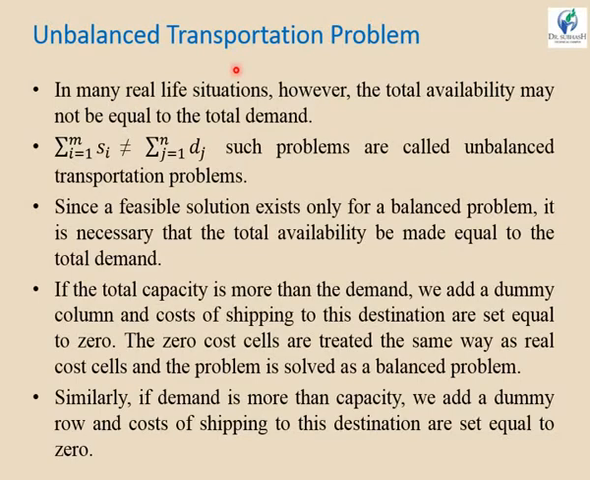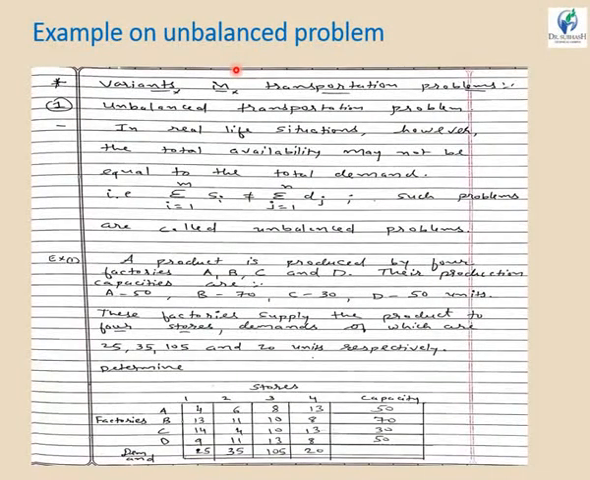Moving to the next slide, we will go through one example for your better understanding, to have a clearer idea how these problems are solved. This is the same thing which I have written over here. Now moving towards an example. A product is produced by 4 factories. So there are 4 factories, A, B, C and D. These production factories have capacity of A is 50, for B it is 70, for C it is 30, for D it is 50. These factories supply the product to the 4 stores. So there are 4 stores and 4 factories.